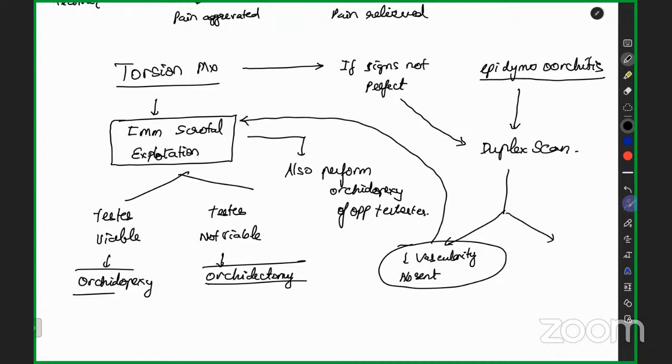If I have very good vascularity, and I am not having any problem in the vascularity, then definitely it is going to be epididymo-orchitis, no doubt. Now, epididymo-orchitis, what is the problem over there? As the name suggests, itis means inflammation. Orchitis means testis. Epididymo means epididymis. So your epididymis and your testis is going to get infected.